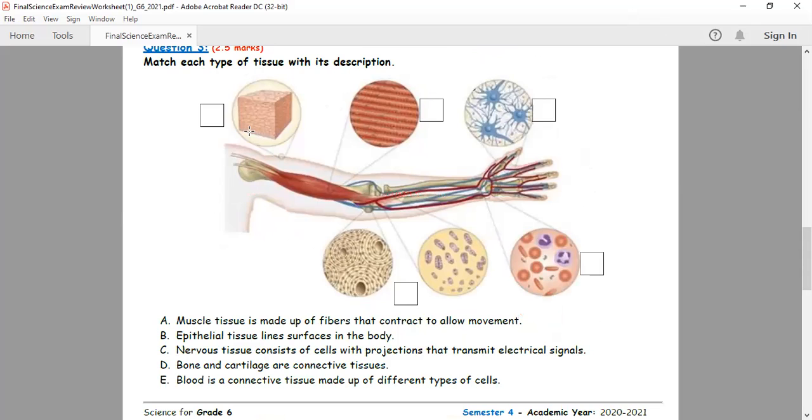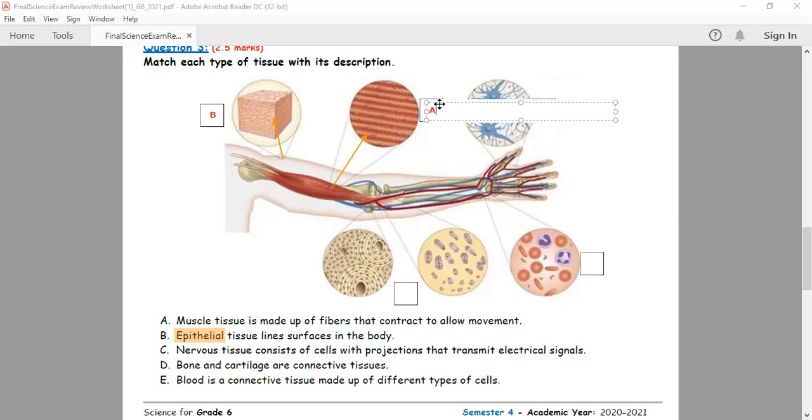Okay. Look, this is a section of the skin, and as I said, when you see the word epithelial, it means skin. Epithelial tissue means skin tissue. So this is B. Epithelial tissue lines surfaces in the body. Then we have this white tissue. The next one is A. It's the muscular tissue. It helps us move.